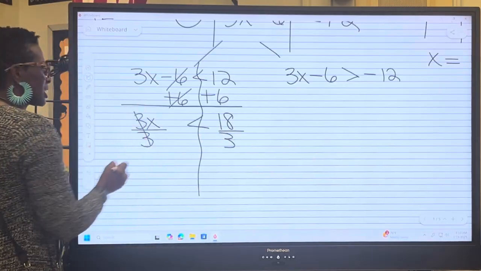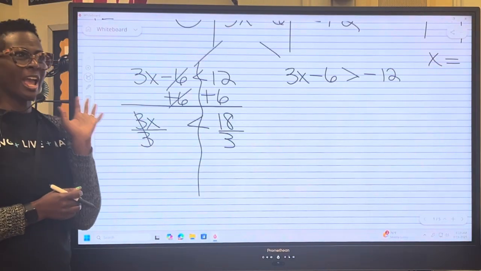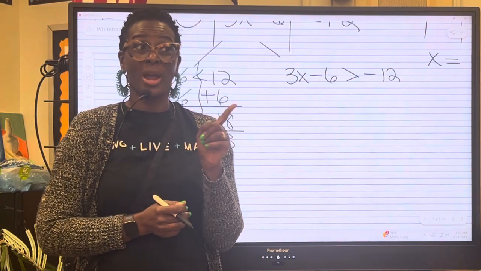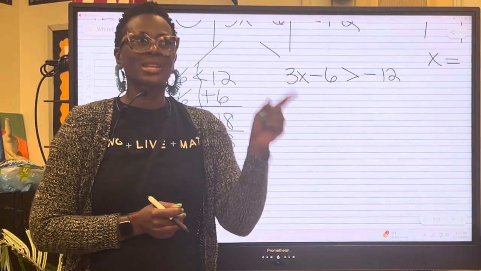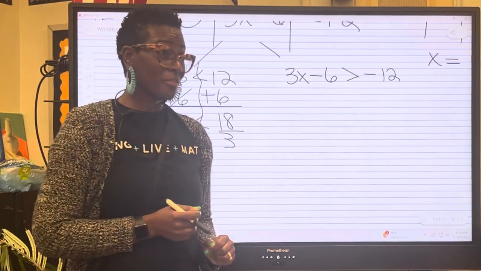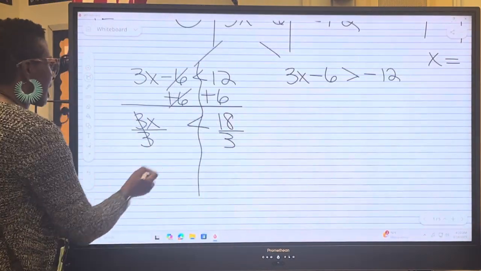Those cancel out. Now, question. Am I going to flip my inequality? No. Why not? Because it's not negative. Because what's not negative? I did not divide by a negative 3. Very good. All right, so these just cancel out, and I end up with x.